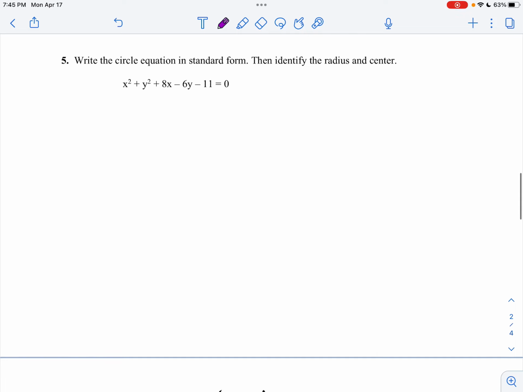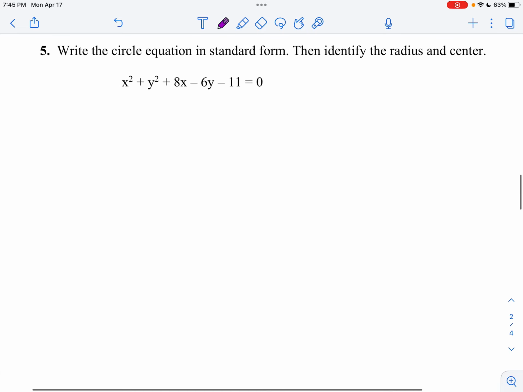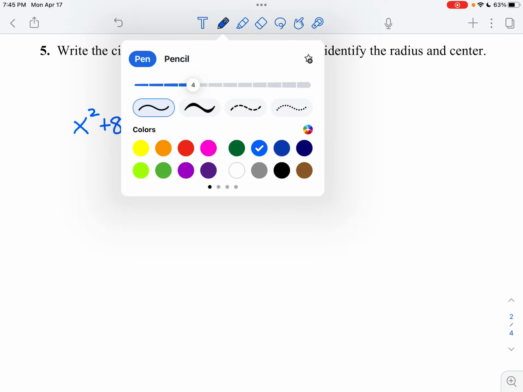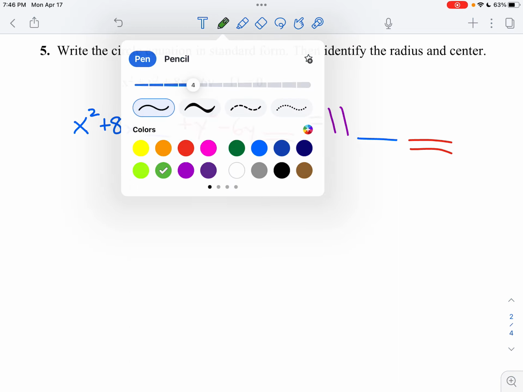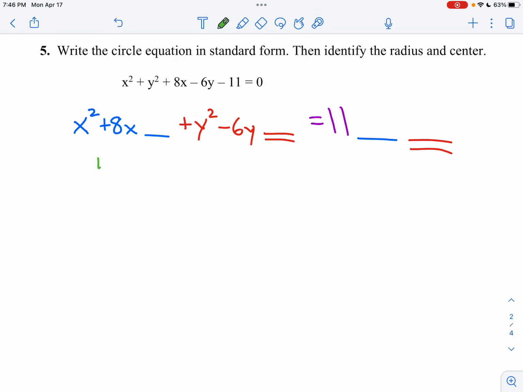All right, now that you had a chance to try it, let's find out how you did. So same steps as above. We're going to get the x terms together, leave some space. We're going to get the y terms together, leave some space. We're going to move the 11 to the other side. And whenever we add to one side, we have to add to the other side. Now we're going to take half of positive 8, which is positive 4, and then we're going to square it. So positive 16 on both sides.